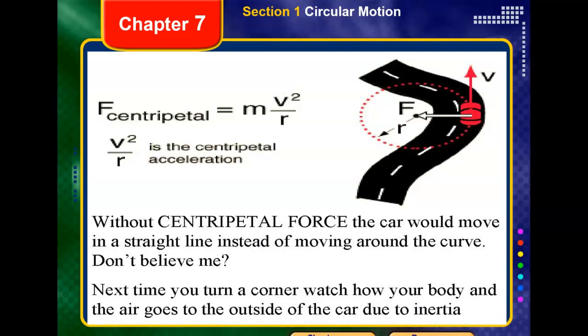Now, without centripetal force, your car wouldn't go around a curve. You know this because as you go around a curve, it feels like you slide to the outside of your car. What happens is you're not actually sliding to the outside of the car. You're moving in a straight line due to Newton's first law of motion, which says objects with a net force of 0 will go in a straight line.